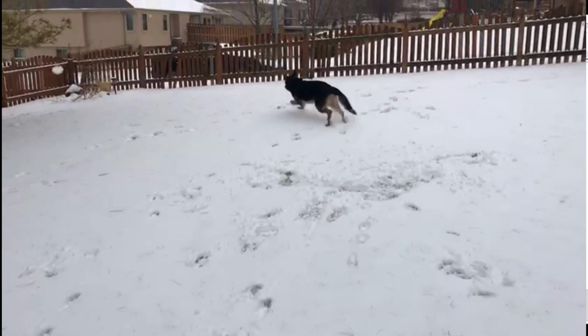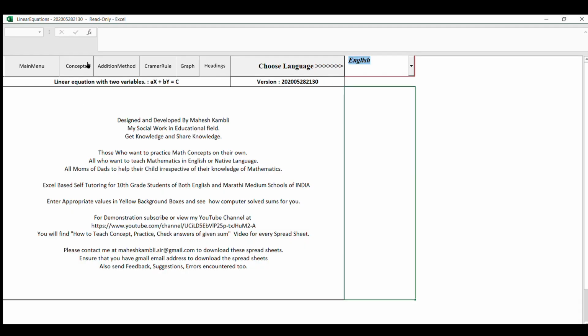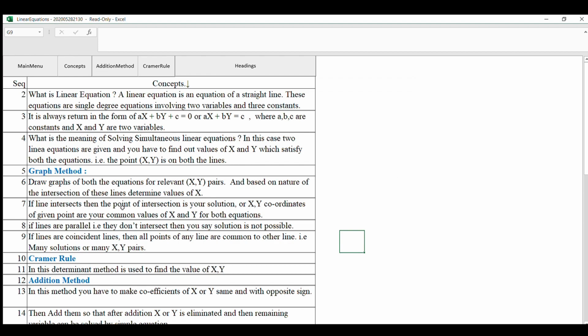We are going to learn linear equations today. So let's straight away jump to concepts. Here we go. Okay, what is a linear equation? A linear equation is an equation of a straight line. These equations are single degree equations involving two variables and three constants.